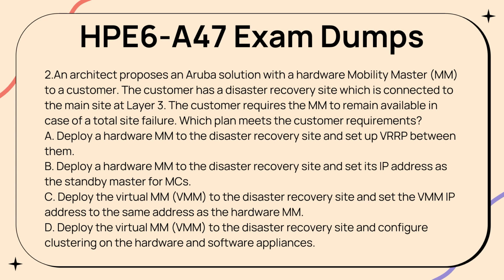A. Deploy a hardware Mobility Master to the disaster recovery site and set up VRRP between them. B. Deploy a hardware Mobility Master to the disaster recovery site and set its IP address as the standby master for MCs. C. Deploy the virtual VMM to the disaster recovery site and set the VMM IP address to the same address as the hardware. D. Deploy the virtual VMM to the disaster recovery site and configure clustering on the hardware and software appliances.